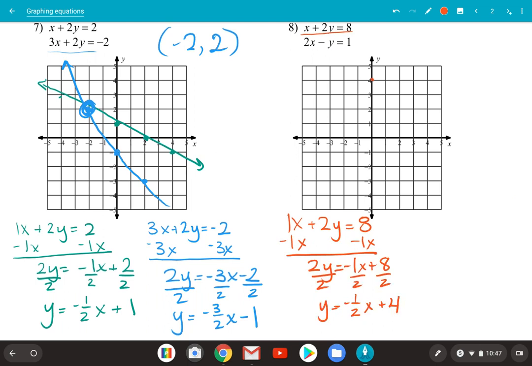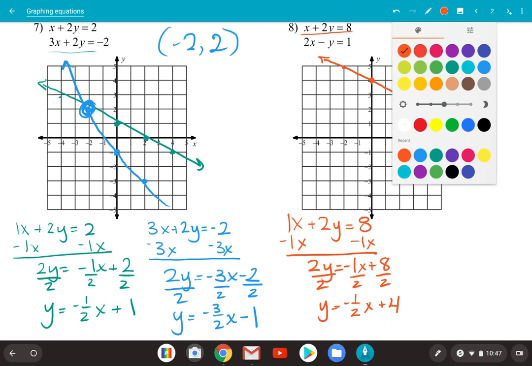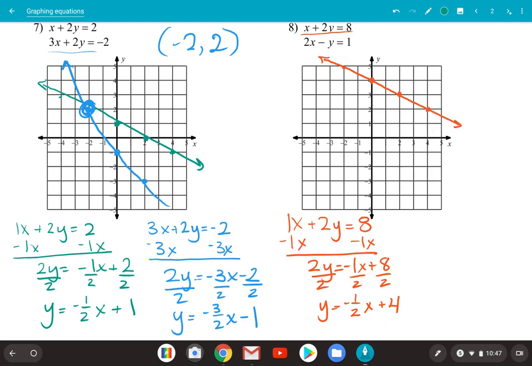So we start at 4. Down 1 to the right 2. Down 1 to the right 2. You always want as many dots as you can so you can have a very straight line. Ooh, that's a really good line. For me on the Chromebook, yeah, that's a good line. All right, let's try the next one.